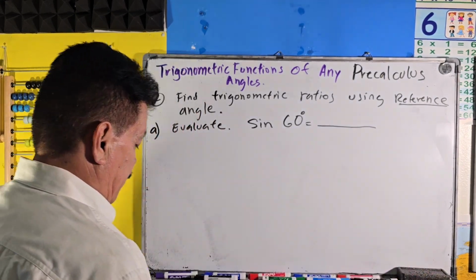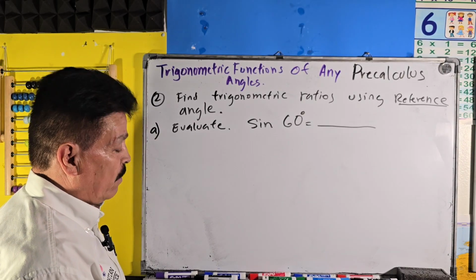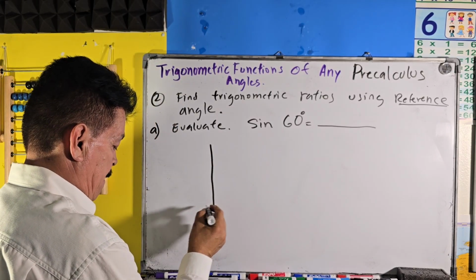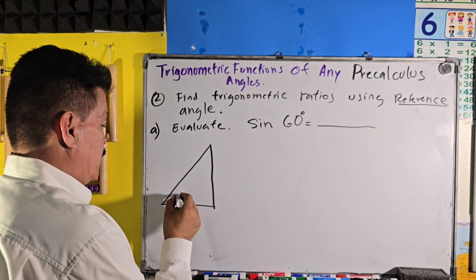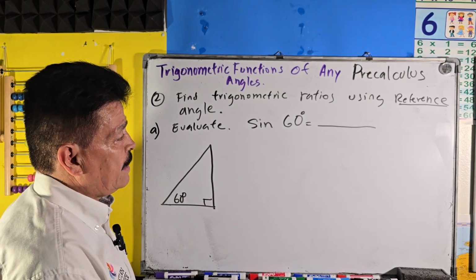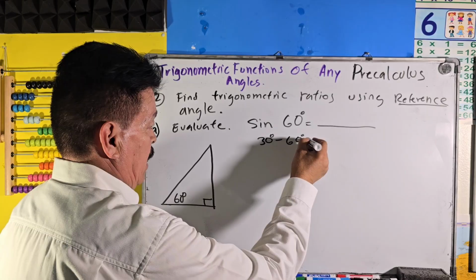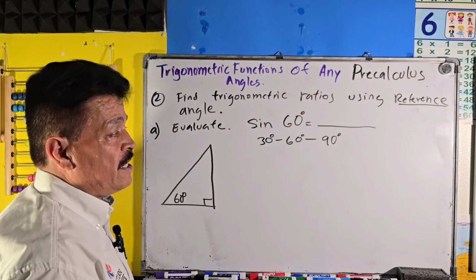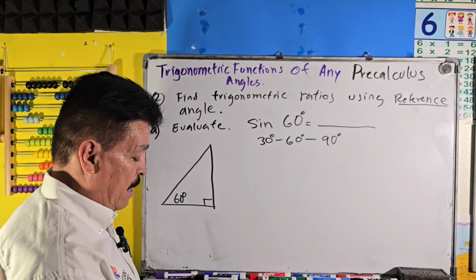Now let's solve our problem. To calculate sine of 60 degrees, we have to write the right triangle with 60 degrees. Let me write a right triangle something like this. This is 60 degrees right here, and this is a right angle. Remember, this triangle is a 30-60-90 triangle, which is a special triangle.